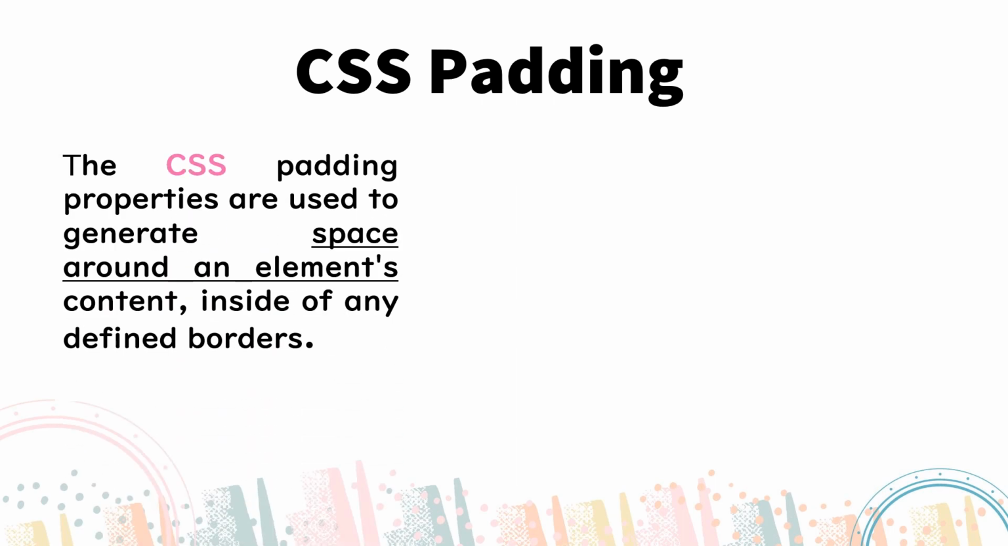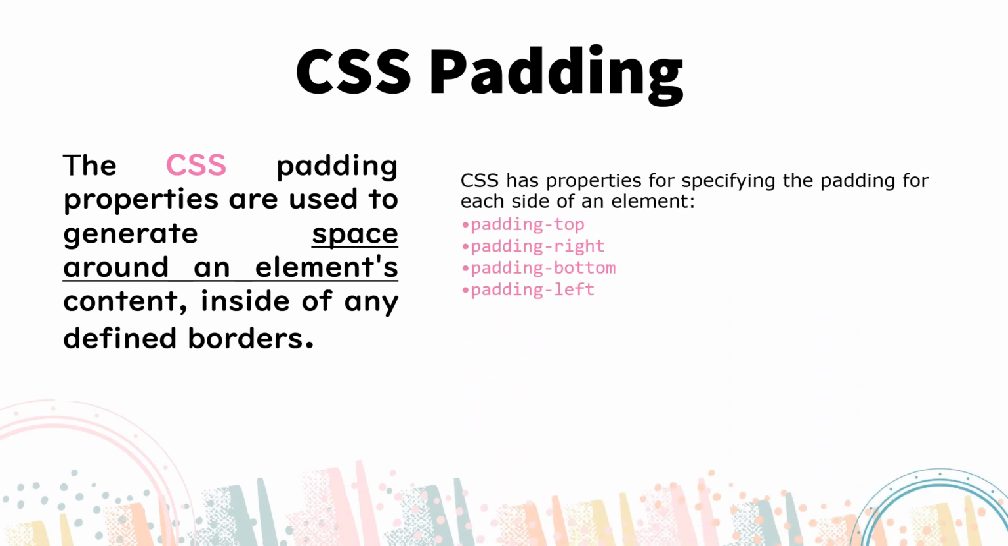CSS padding. The CSS padding properties are used to generate space around an element's content, inside of any defined border. CSS has properties for specifying the padding for each side of an element: padding-top, padding-right, padding-left, and padding-bottom. However, if you just use, say, padding colon 25px, it will generate a padding on all four sides. And if it has two values only, the top and bottom come first, and then the left and the right is the second.